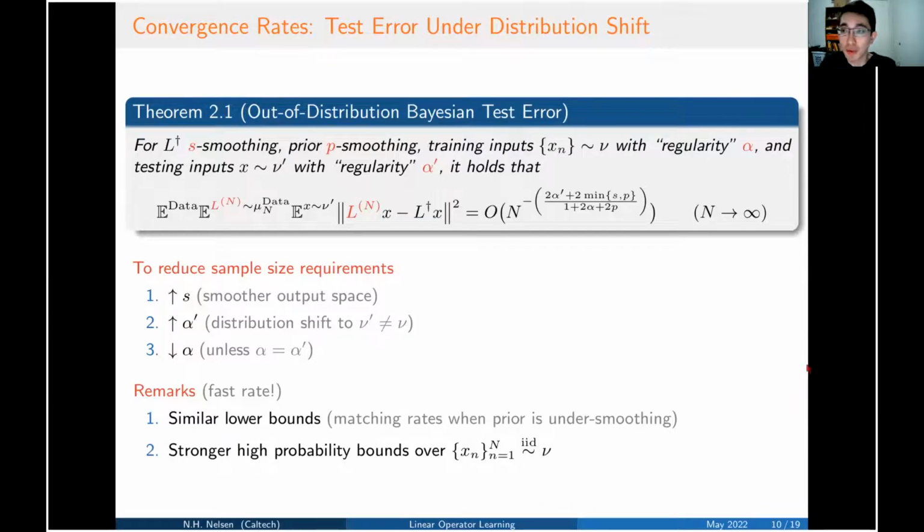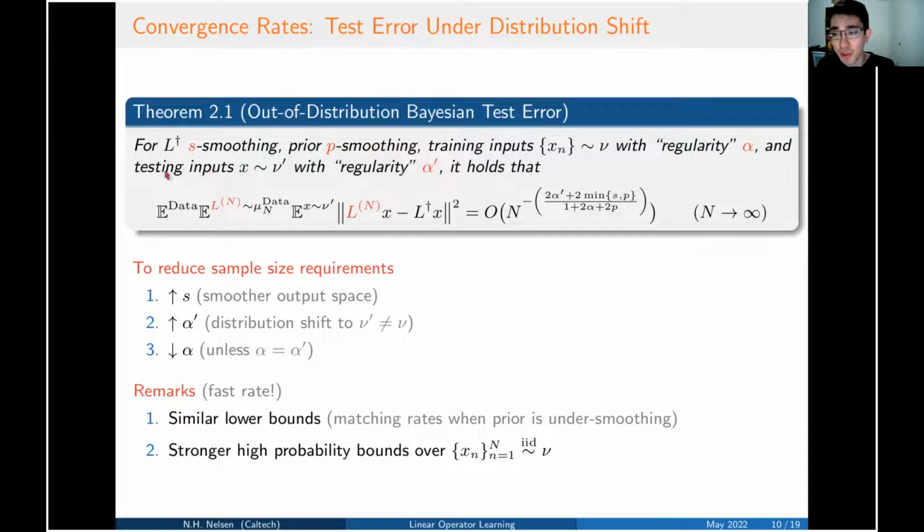Okay, great. So with that, we can give the first theoretical result, and I'll hopefully try to break this down because this exponent is quite complicated. So we're giving a theorem for the convergence of this Bayesian test error. So given a true operator that has an s smoothing property in some sense, and a prior with a p smoothing property, we have training data, so our training input functions from this measure nu have some sort of regularity or smoothness alpha. And this is relative to the eigenbasis.